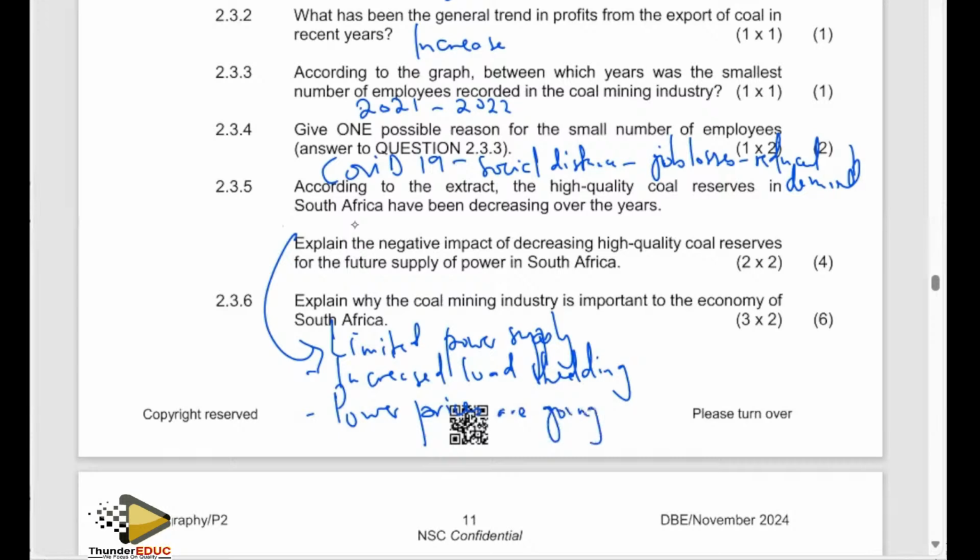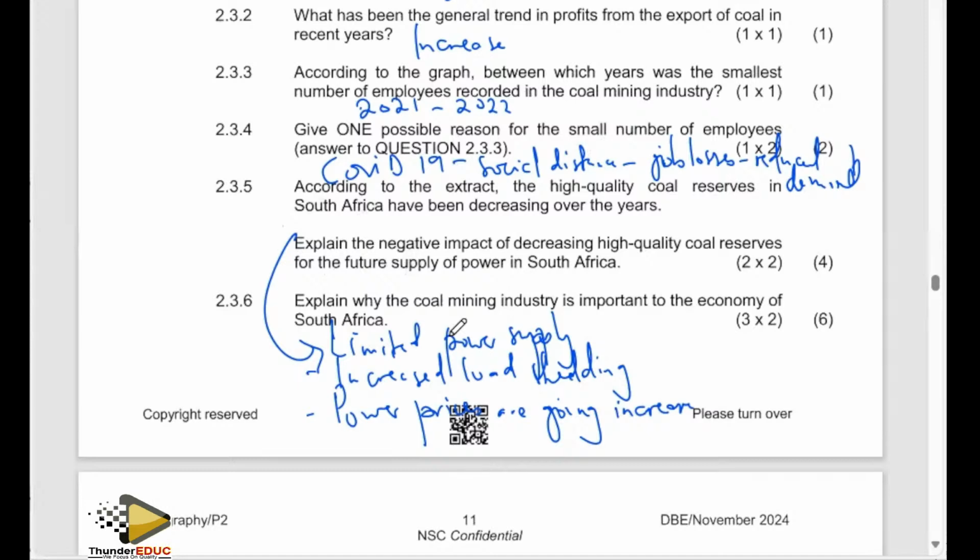Given the demand and supply situation, the prices are going to increase. There will be less supply and also higher demand. That is going to affect the price of power in the future. Power is going to increase in future. That is with the power situation, the future of power supply in South Africa.